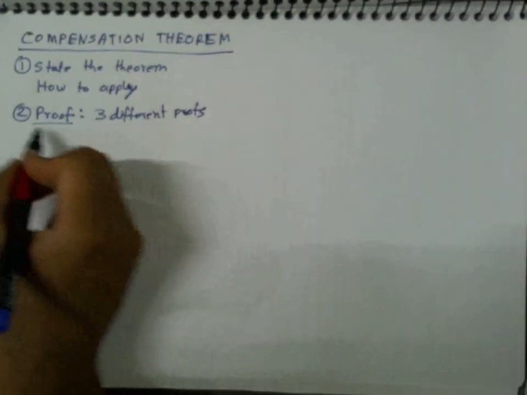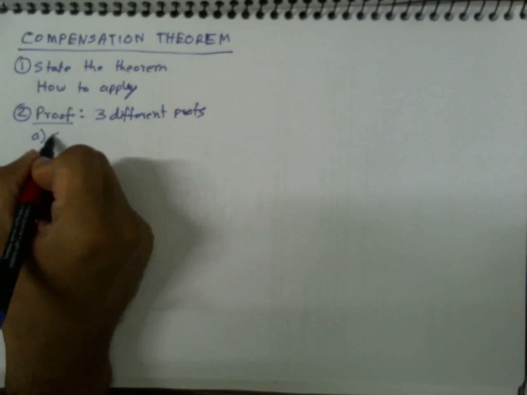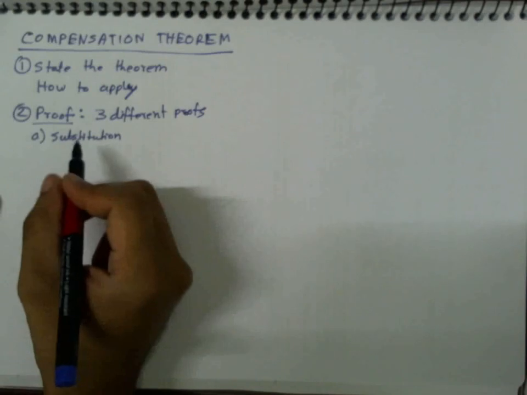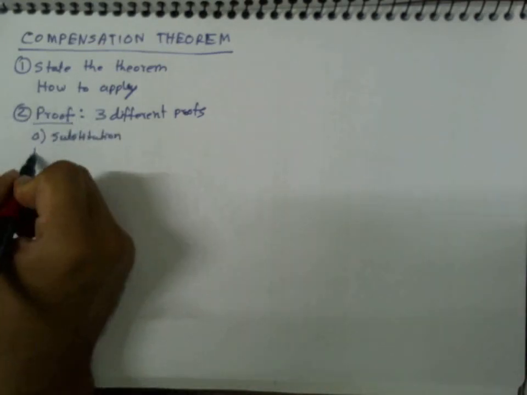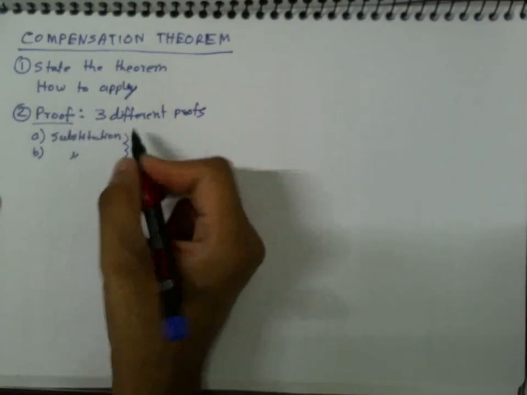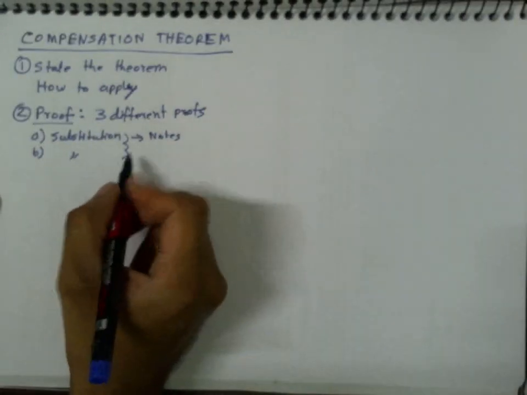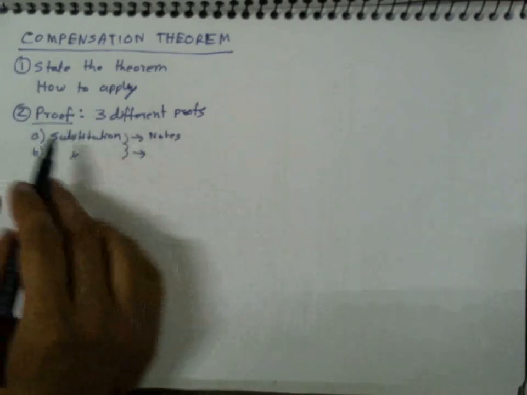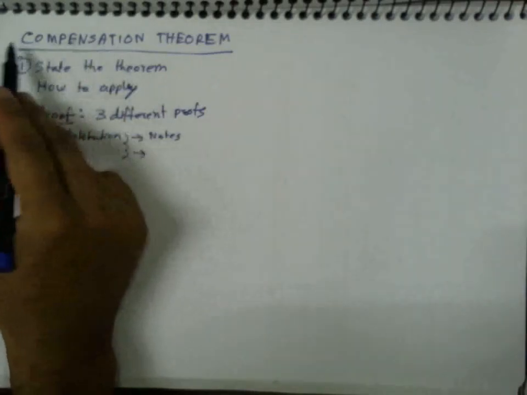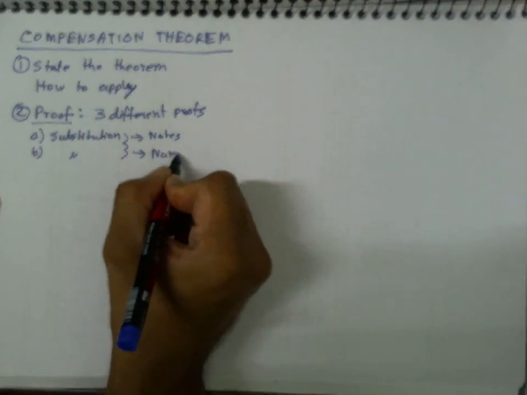Okay, so the first one we will do using the substitution theorem. The second one is also using the substitution theorem. These two are almost similar. This one is in your notes. This is slightly different, but this will actually highlight the naming of this theorem, why this is called a compensation theorem. So the naming will be justified.